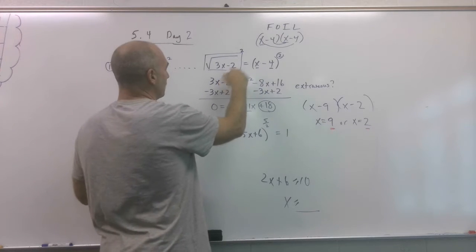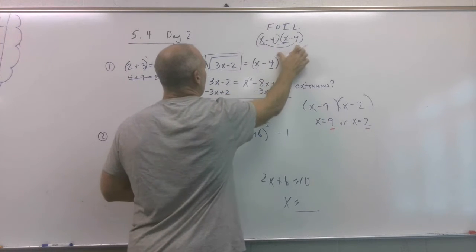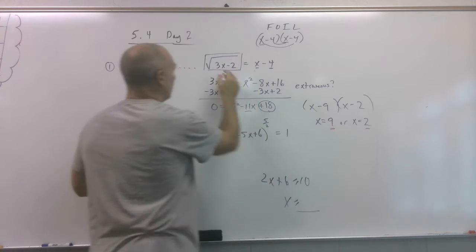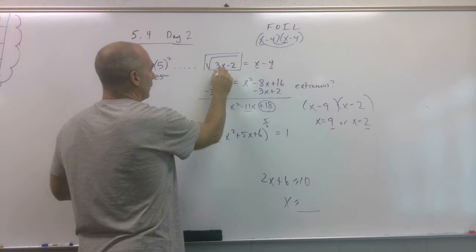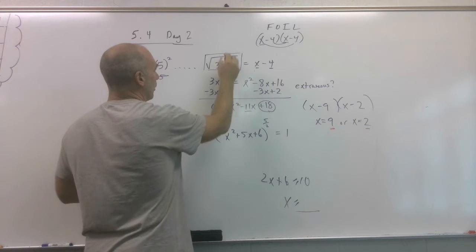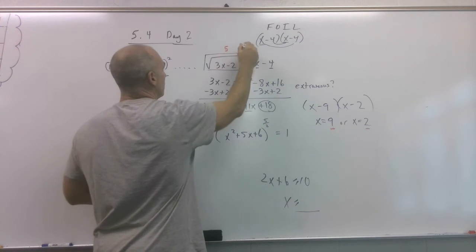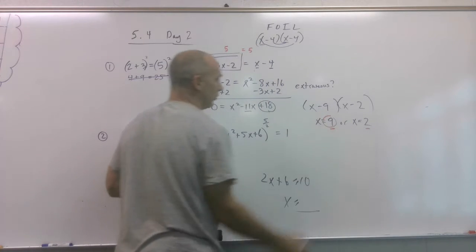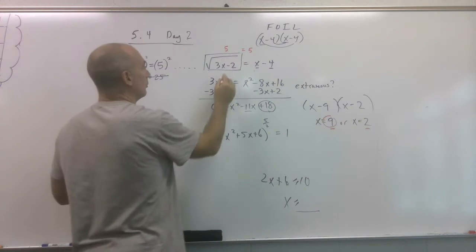So if I put 9 back into the original, forget about those squares, forget about this. 9 times 3 is 27. 27 minus 2 is 25. The square root of 25 is 5. Equals 9 minus 4 is 5. Winner, winner, chicken dinner.